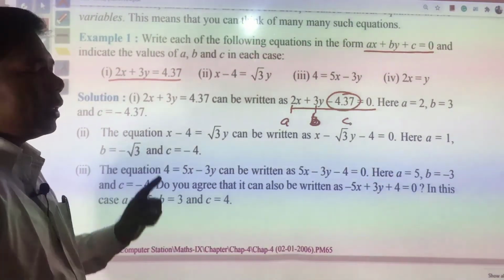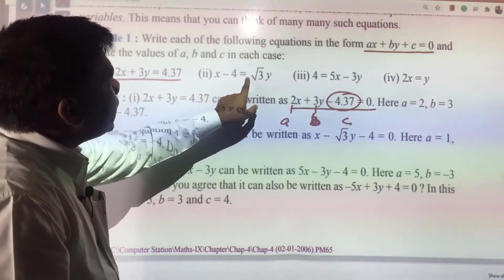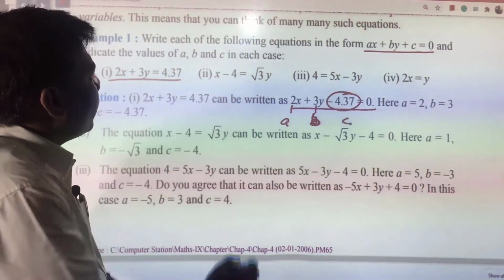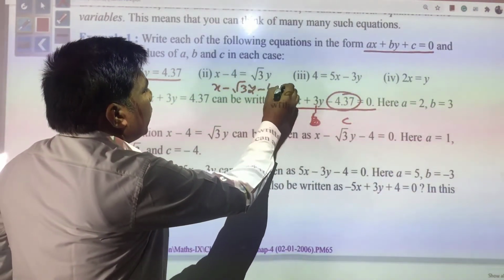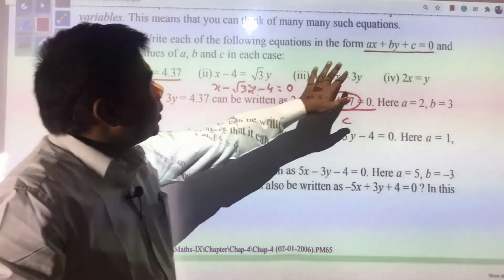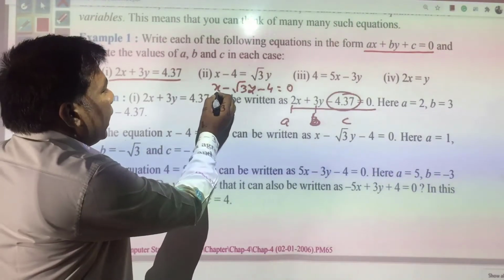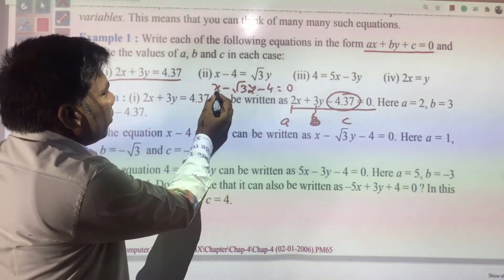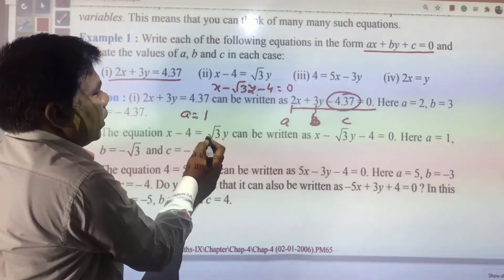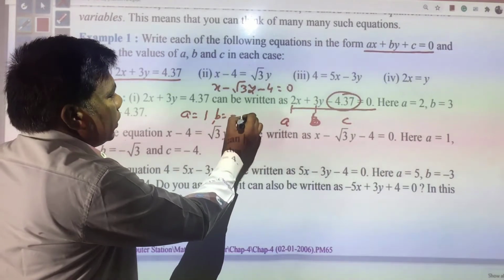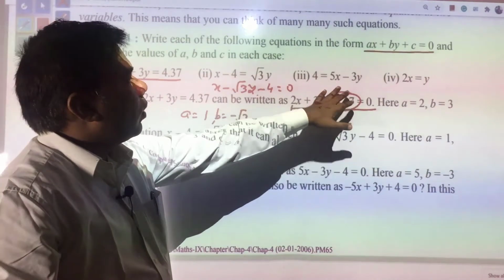In the same way, here you see x minus 4 minus root 3 y, or finally you have got x minus root 3 y minus 4 is equal to 0. This now came in the form ax plus by plus c is equal to 0. In this case, you have a is equal to 1. Nothing is written, it means 1 is there. So, the value of a is equal to 1, the value of b is equal to minus root 3, and the value of c is equal to minus 4. So, in this way this is required to be done.